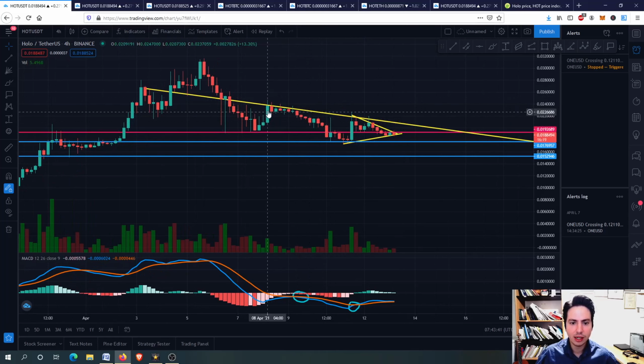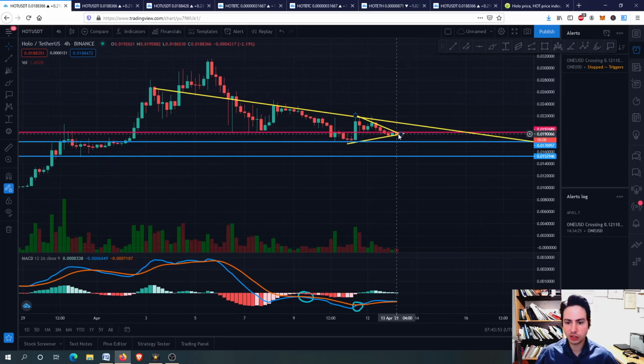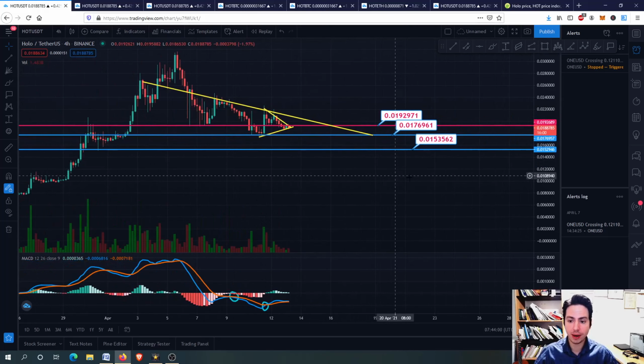We are making lower highs, okay, lower highs. You can see here, guys. Of course, 7th, 8th April, 9th, 11th April here, 12th April, and so on. We are now getting to the squeeze point. We will talk about the price analysis afterwards, but right now let's go to our price support levels.